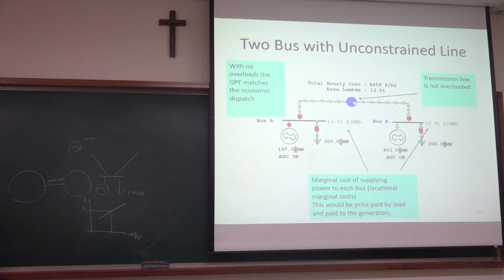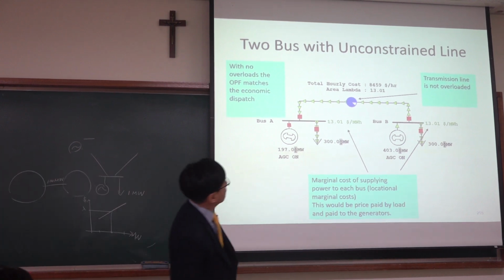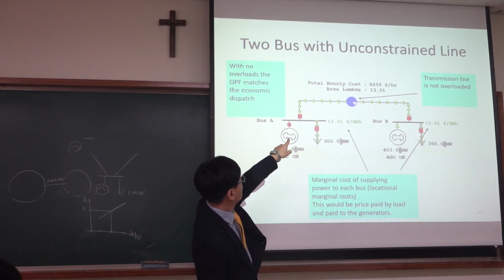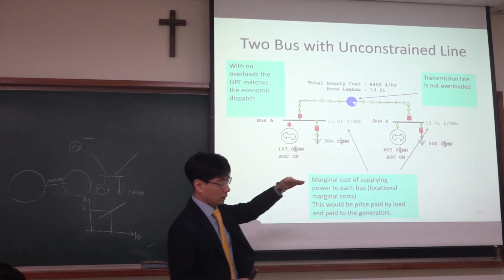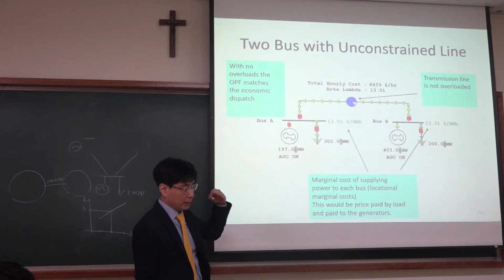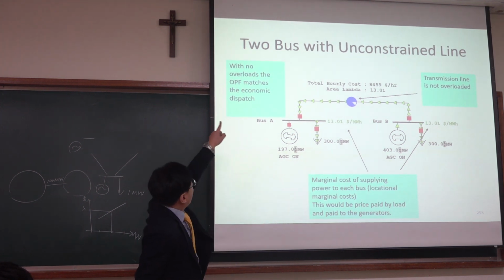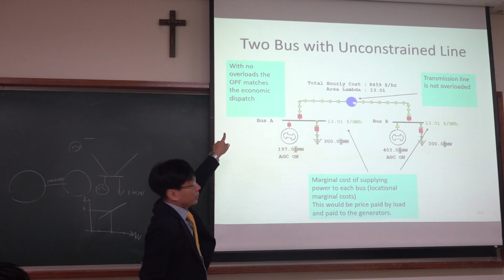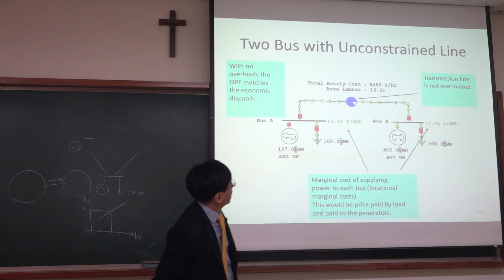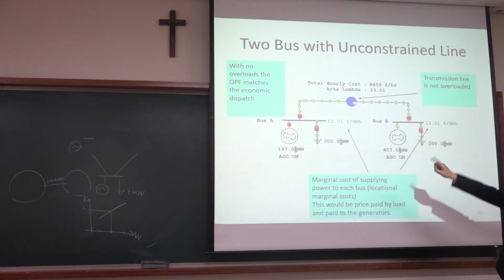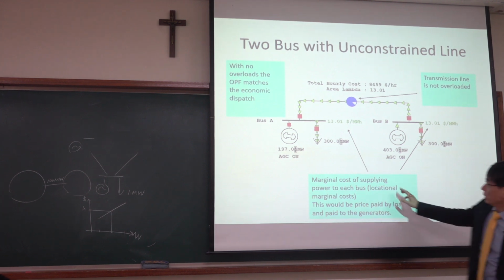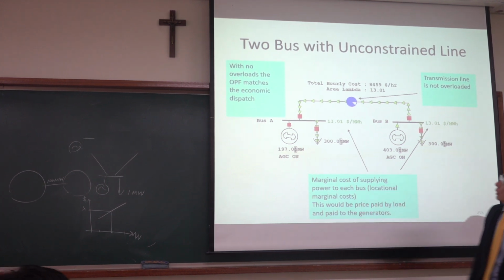And this is an example of a two bus system with an unconstrained line. We have a line limit, but it is not overloaded, so that constraint is not binding, so that constraint is not active. So with no overload, the OPF matches the economic dispatch, right? And the marginal cost of supplying power to each bus, the locational marginal price or cost, is the same because there is no congestion.